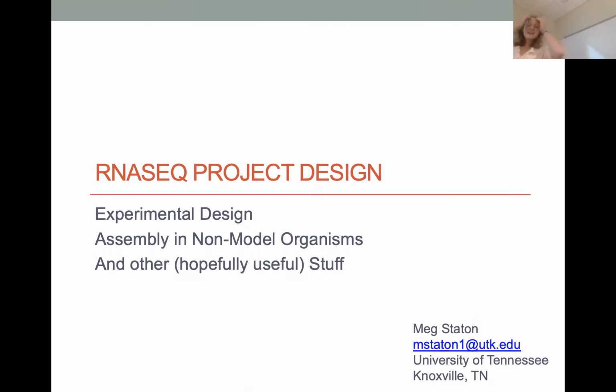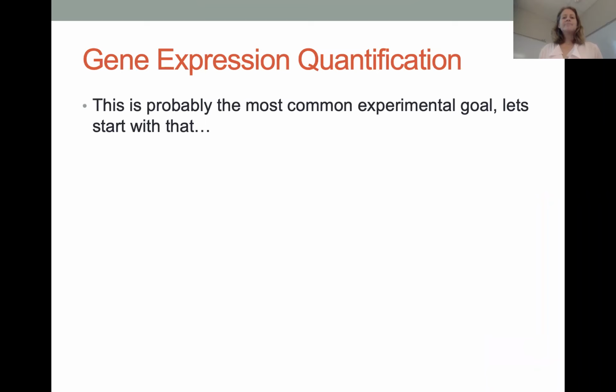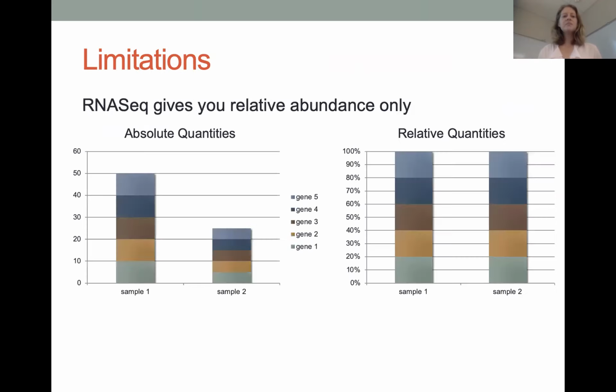All right, now I'm going to talk a little bit about project design. I used to talk about this at the very beginning of the course, but I think some of this makes more sense and resonates more after you've seen some of the pipeline and some of the software. I'm going to talk mostly about how to design an experiment for gene expression quantification, which is probably the most common experimental goal for RNA-seq. However, I'll make a few comments on other reasons you might be doing RNA-seq later.